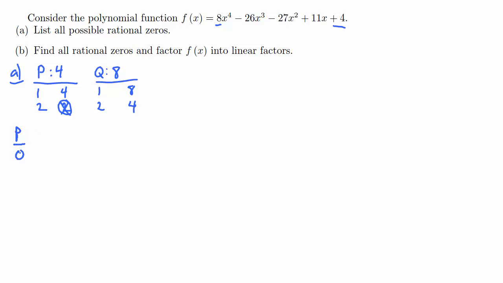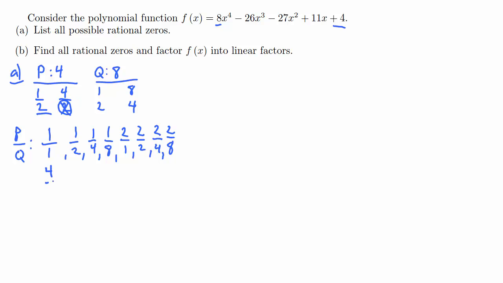So now we're going to look at all possible P divided by Q's. I'm going to start out with the 1, and so that's 1 divided by all the Q's. So that's 1 over 1, 1 over 2, 1 over 4, 1 over 8. Then go to the next number, the 2. So that's 2 over 1, 2 over 2, 2 over 4, 2 over 8. And then we have the next number, the 4. So that's 4 over 1, 4 over 2, 4 over 4, and 4 over 8.